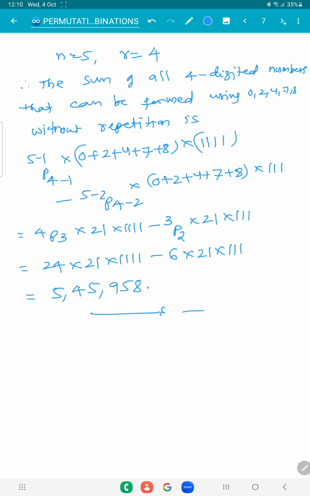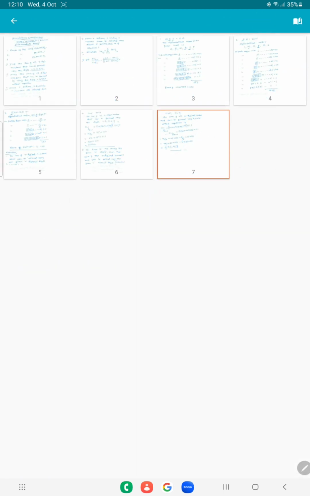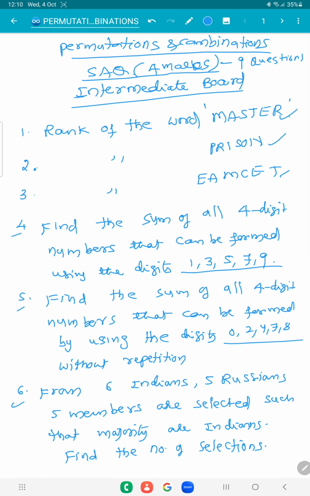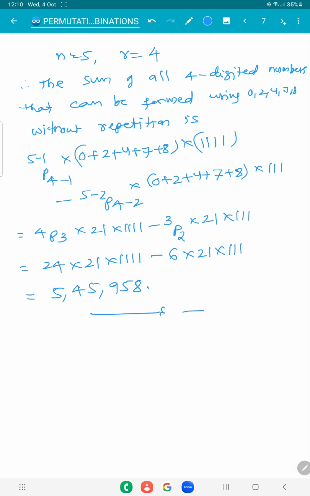Done. So we are done with the 5 questions. Next we are going to the combinations. In combinations, the first question is, let us check which question we did. So the fifth one is done, right? The sixth one: 6 Indians, 5 Russians. Let us go for the next one. How many Indians are there? 6 Indians, right? Let us make a table with this.